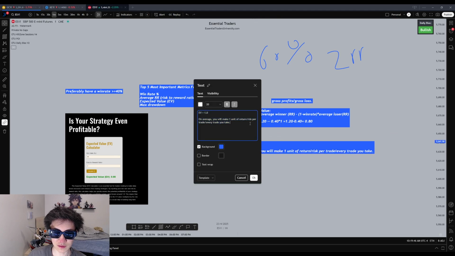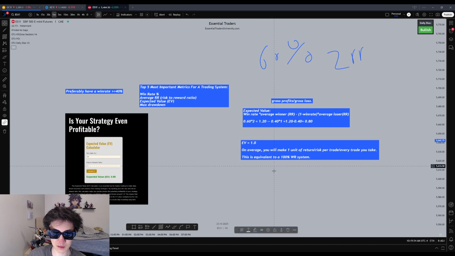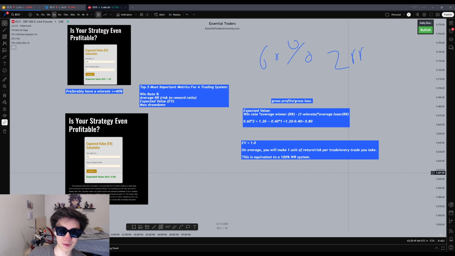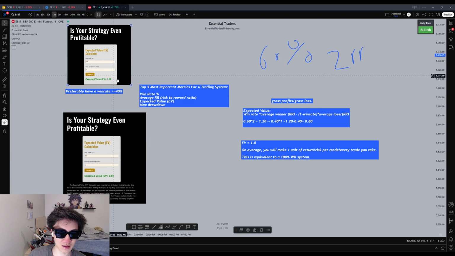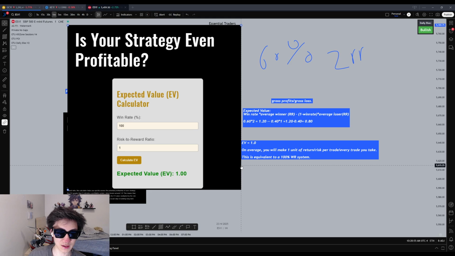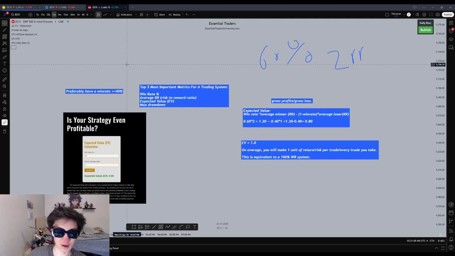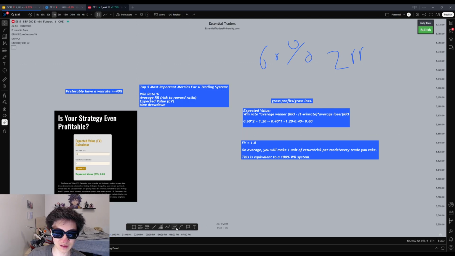And this is equivalent to a 100% win rate system, basically. It literally is in terms of raw performance. All right, so here I basically got the screenshot from my website, and it's just a 100% win rate at 1-to-1 risk reward gives you an expected value of 1. And again, all this means is you're making a return equal to your risk on every single trade you're taking on average.